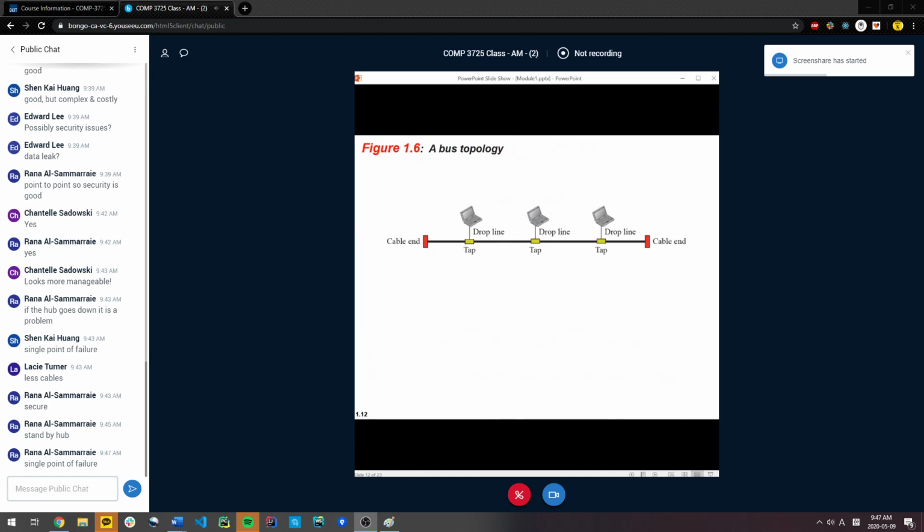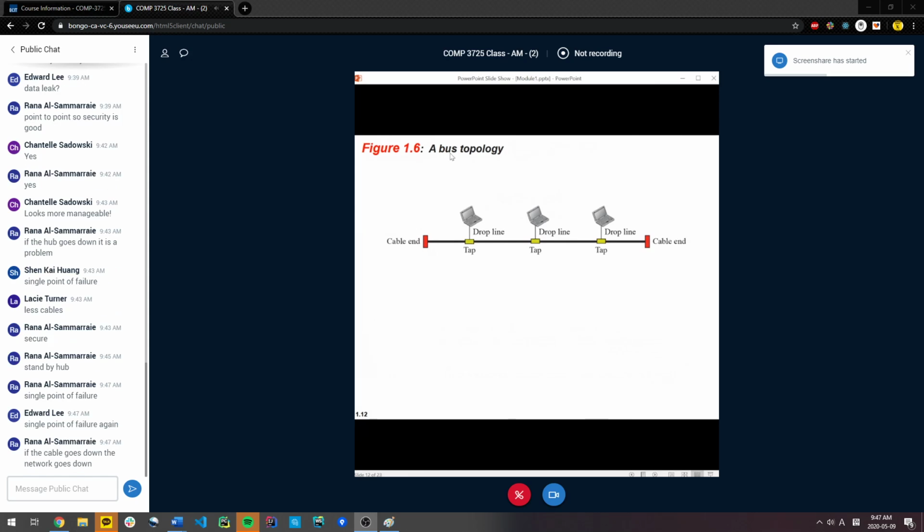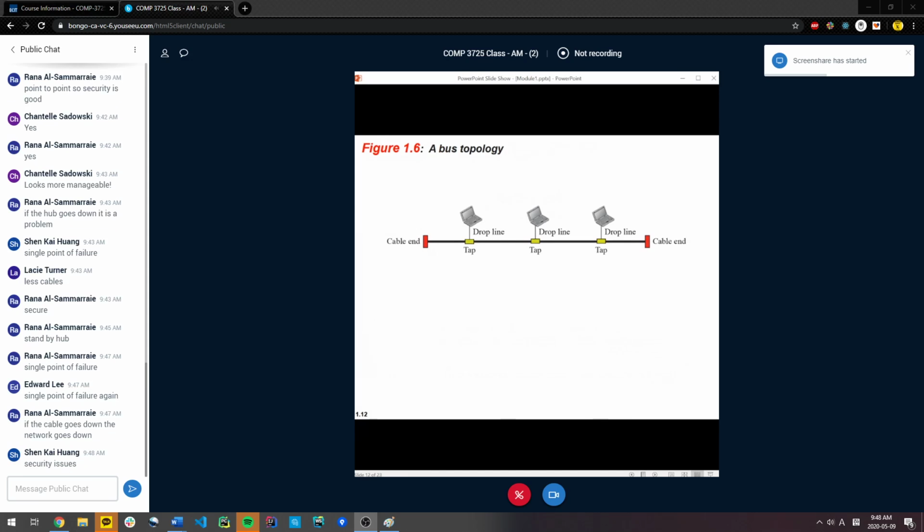Anyone? What can you sort of say about this? Exactly. There's still a single point of failure potentially, right? And obviously that's the main cable. Okay. What else? What else can you say about this?